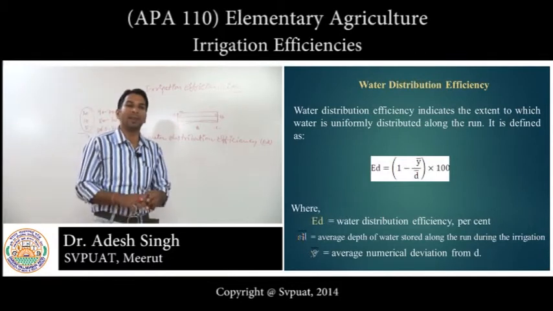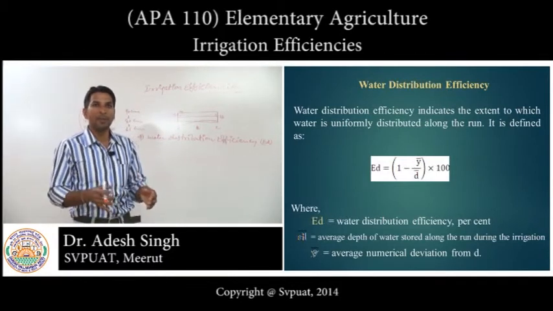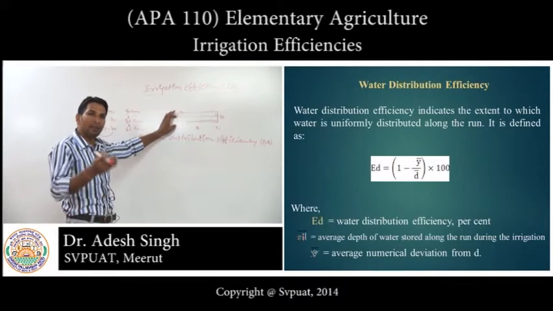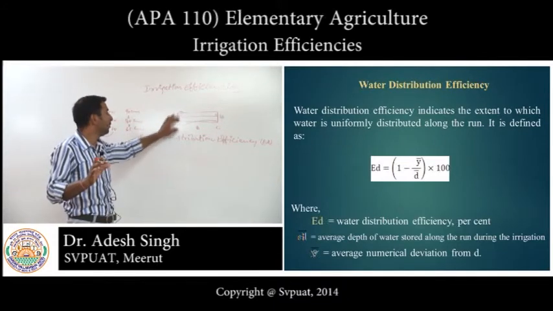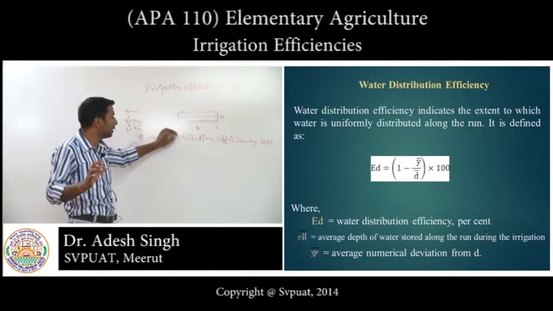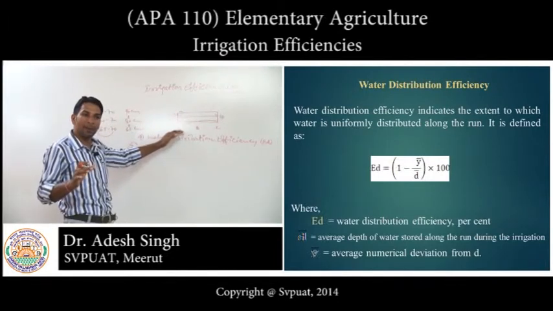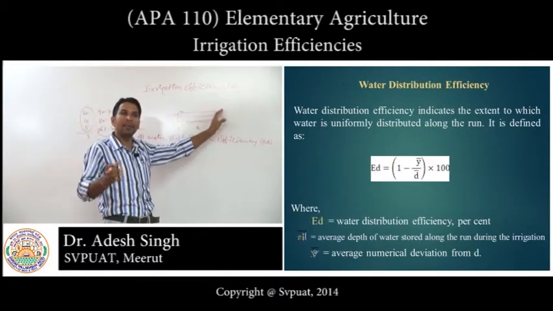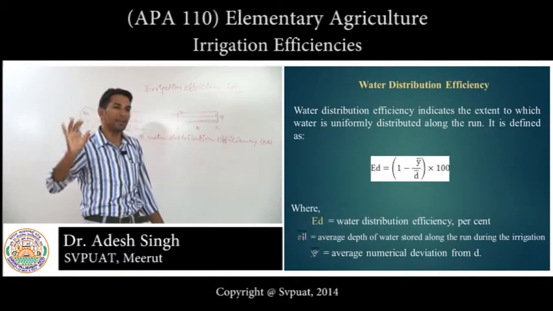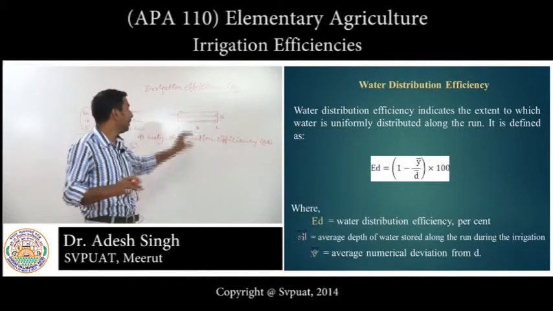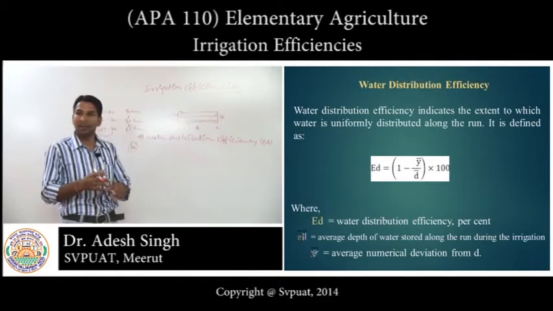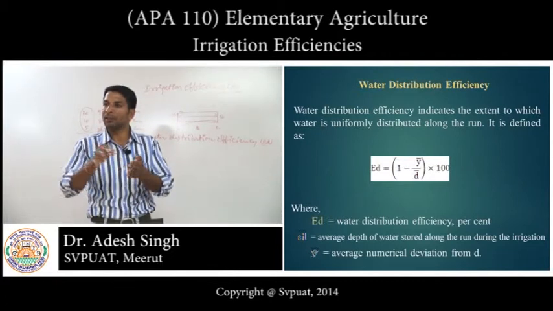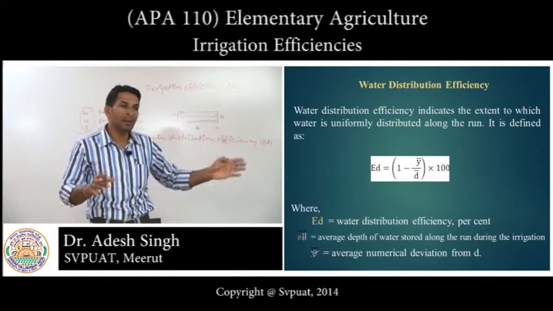Means if the flooding method is adopted for irrigation purposes, then the distribution is very uneven. Means the wetting at the upper reach goes, say for example, 1.5 meter, and at the tail end it may be only 25 or 50 centimeter. If the furrow irrigation is adopted, then the distribution is quite even as compared to the flooding.